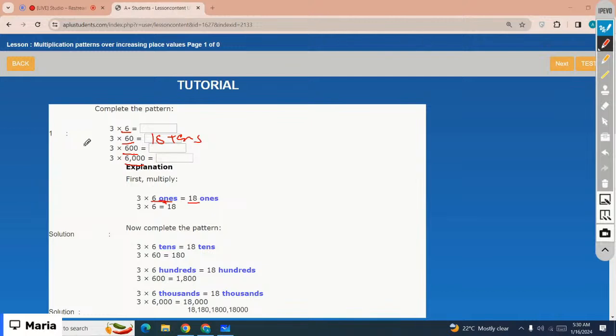Then you have 600. 6 times 3 is 18, so you have 1800. Then you have 6000. 3 times 6 is 18, so you have 18,000. So when the place values are increasing in the numbers, the place value is also increasing in the products. Let's start with the test questions.